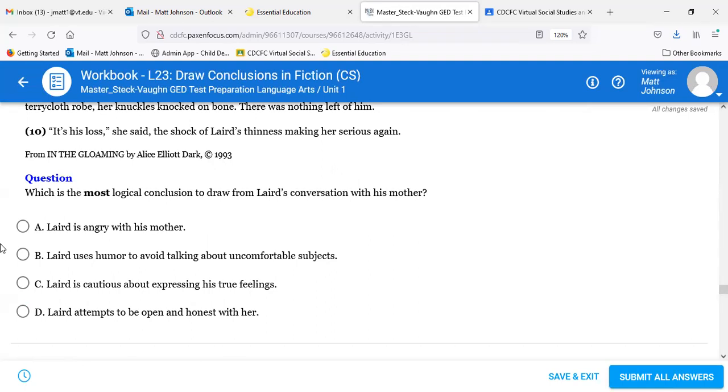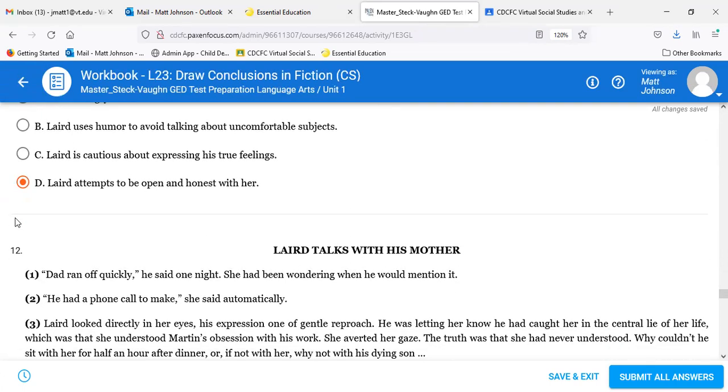Which is the most logical conclusion to draw from Laird's conversation with his mother? A, Laird is angry with his mother. B, Laird uses humor to avoid talking about uncomfortable subjects. C, Laird is cautious about expressing his true feelings. Or D, Laird attempts to be open and honest with her. D? D. Yeah, he's being open and honest, right? They're discussing maybe things that haven't been said about his father. So now he's talking very openly about that situation with his dad, Martin. All right, so 11 is D as a dog.